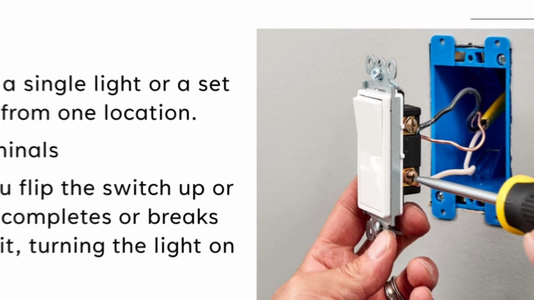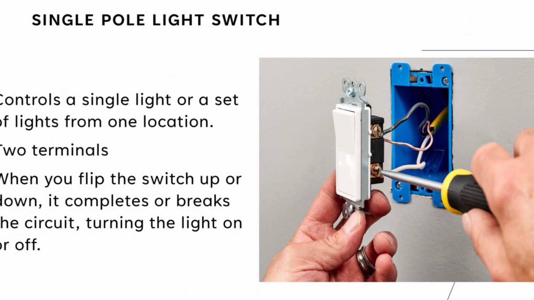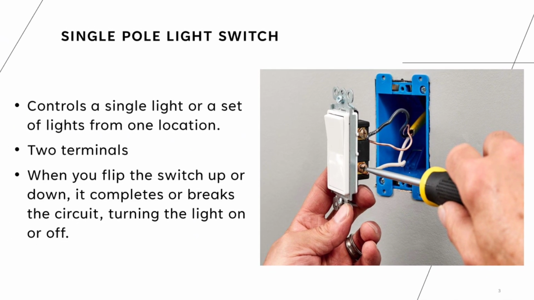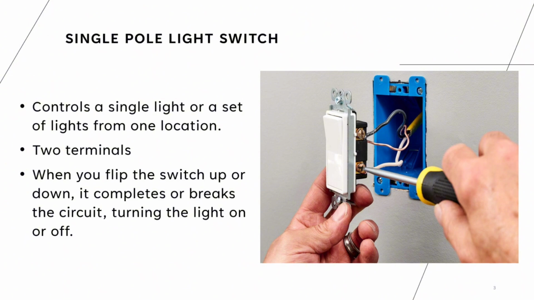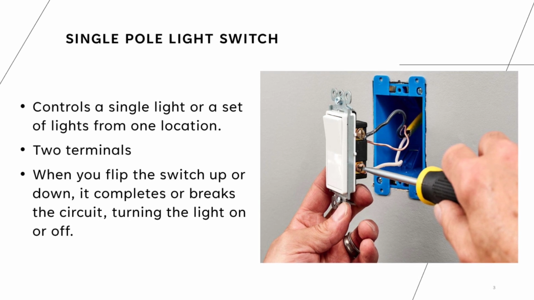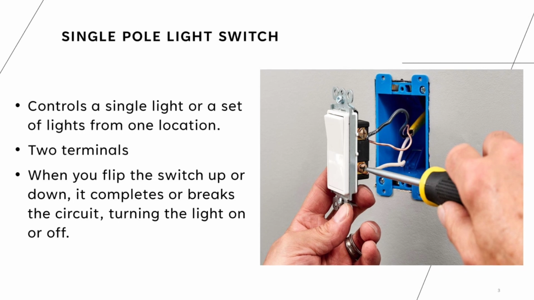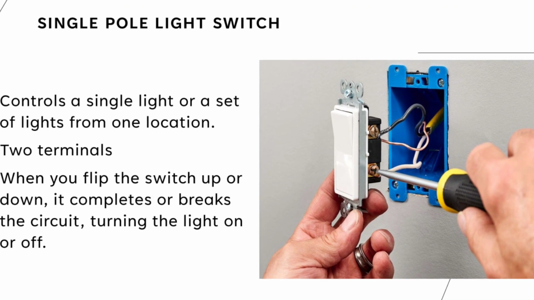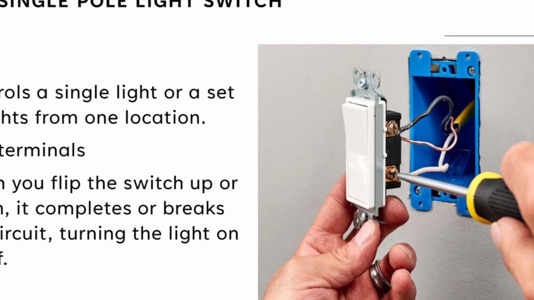Single pole switches. The most basic and common type of light switch is the single pole switch. This switch controls a single light or a set of lights from one location. It has two terminals, one for the incoming hot wire and one for the outgoing hot wire to the light fixture. When you flip the switch up or down, it completes or breaks the circuit, turning the light on or off. This switch is simple, reliable, and typically found in most rooms in a home.